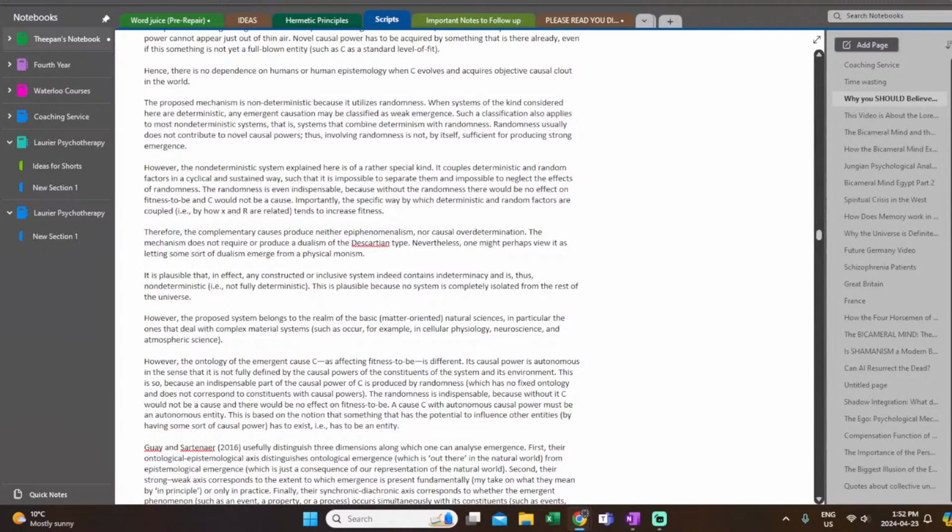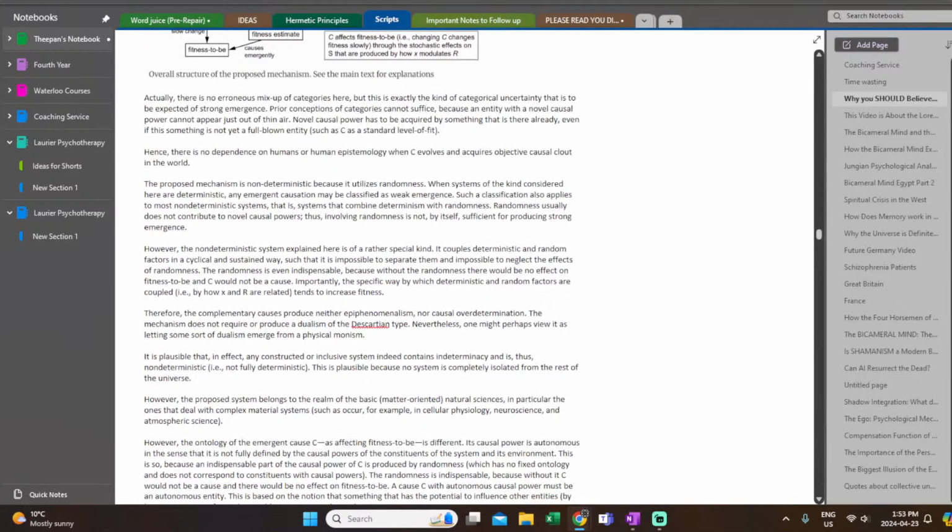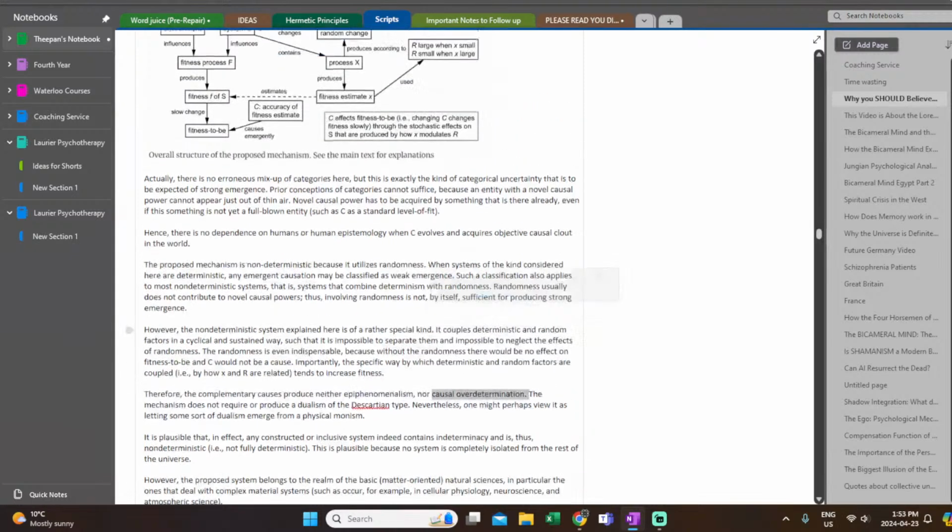Therefore, the complementary causes produce neither epiphenomenalism nor causal overdetermination. That's actually definitely the case. Just thinking about this, there's no way I can imagine causal overdetermination being here, because this accuracy fitness does increase its own fitness. So it definitely does have a causal influence on the system, and it definitely exists outside a part of the system.